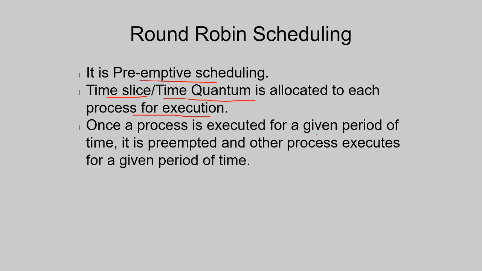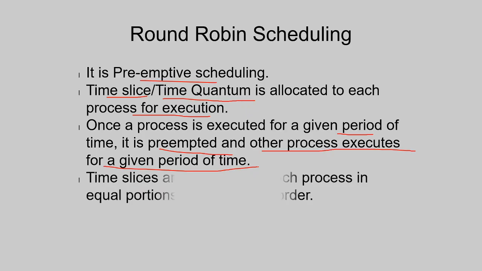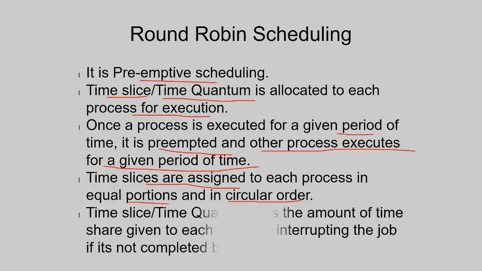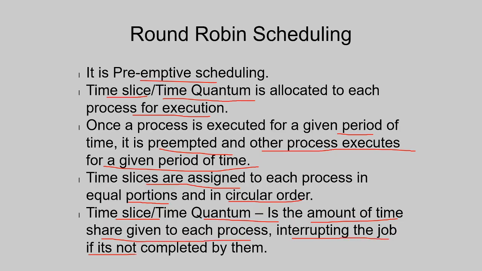When a process is executed for a given period of time, it is preempted and another process executes for a given period of time. So when the time expires, that process will be taken away from the CPU and will be given to another process. Time slices are assigned to each process in equal portions and in circular order. The definition of time slice or time quantum is the amount of time share given to each process, interrupting the job if it's not completed by then.